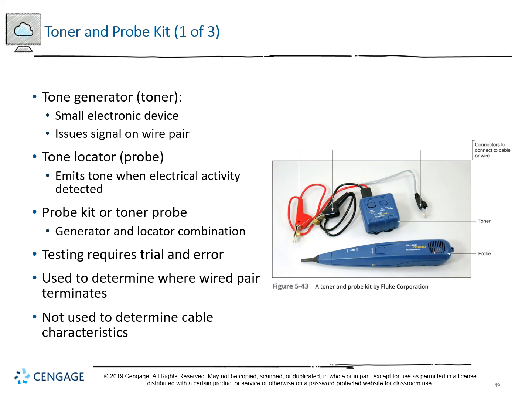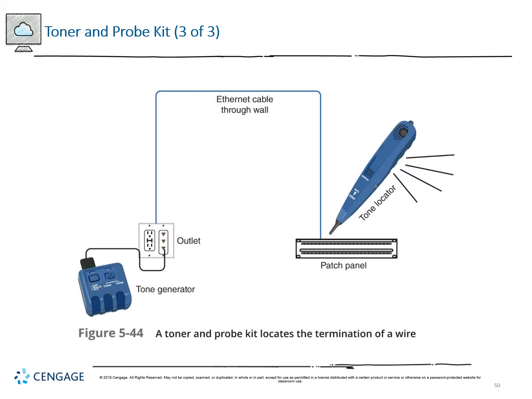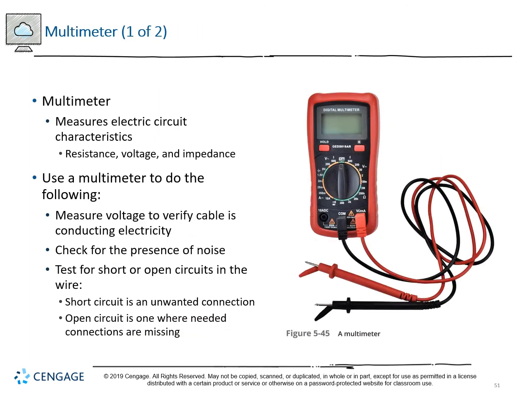So the toner emits the tone, as you might have imagined, and then we take the probe and connect it to the other end to see if we can find where the signal is emanating from. So we have to be able to use trial and error to determine where the pair is going to terminate. Unfortunately, this really doesn't tell us anything about the cable itself. It just tells us about what's called continuity, going from one end to the next. So here we can see a graphic of how the toner and probe works together to figure out where the termination of a wire may be.